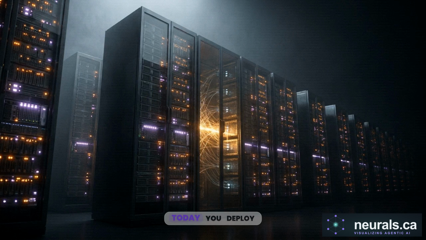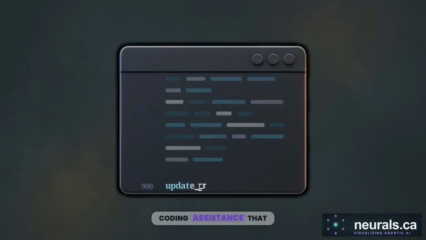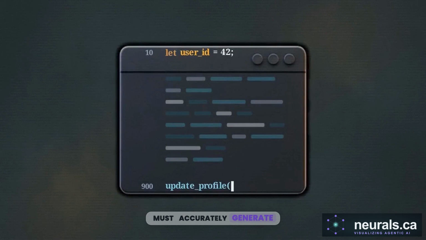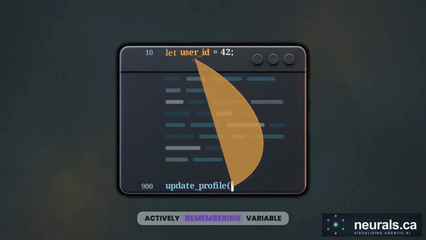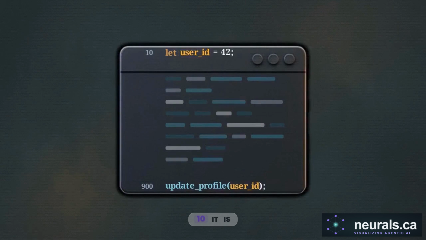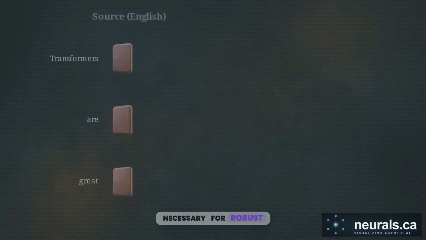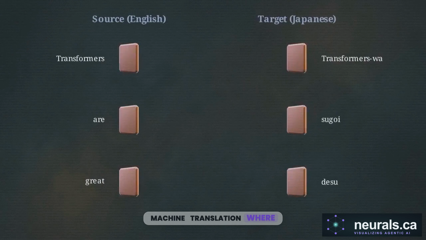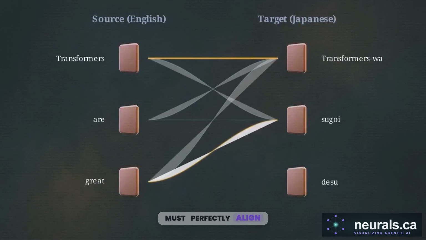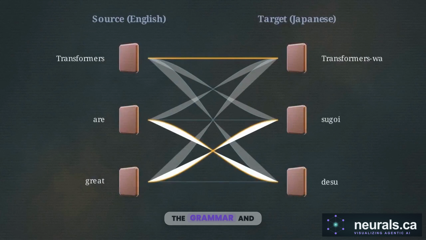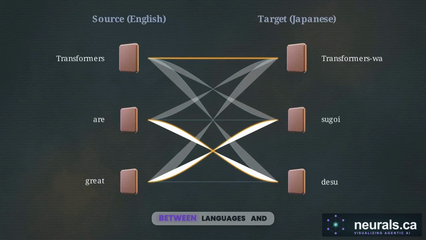In production today, you deploy a transformer when you absolutely need that long-range reasoning. It is the ideal architecture for coding assistants that must accurately generate line 900 while actively remembering variable definitions from line 10. It is necessary for robust machine translation, where the target output must perfectly align with the source text, even when the grammar and syntax shift entirely between languages.